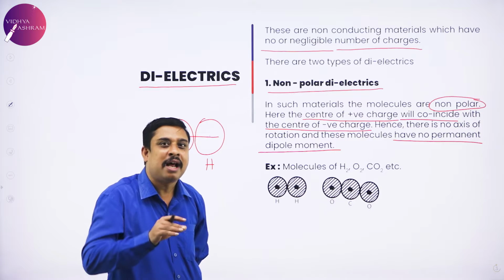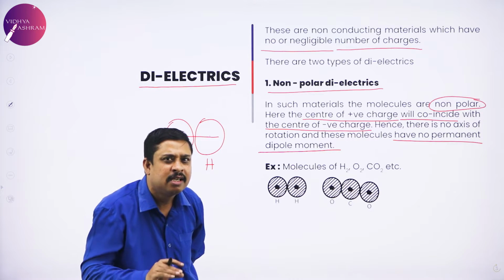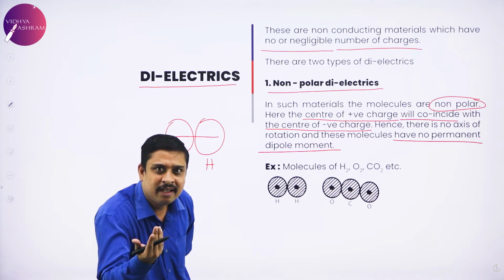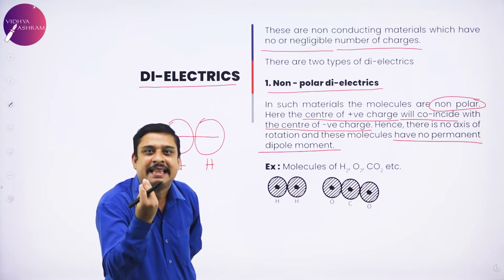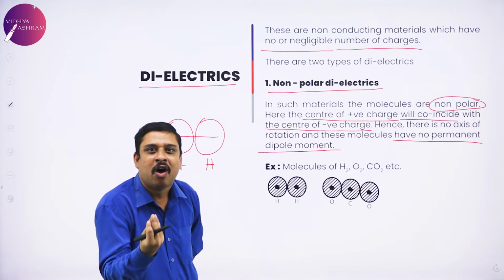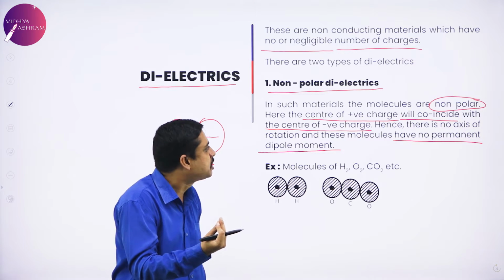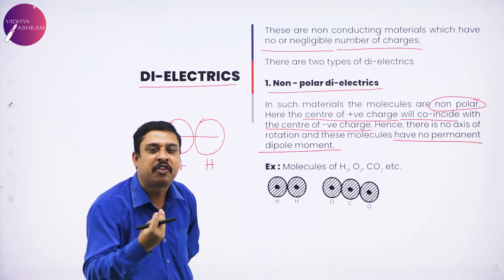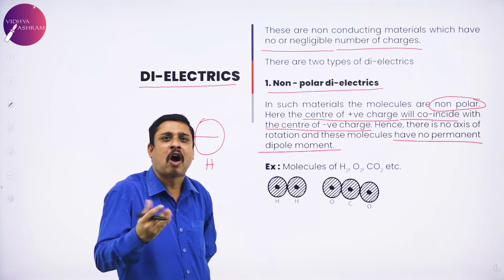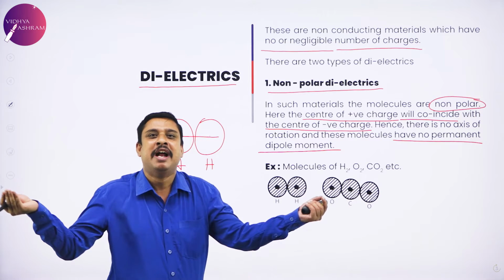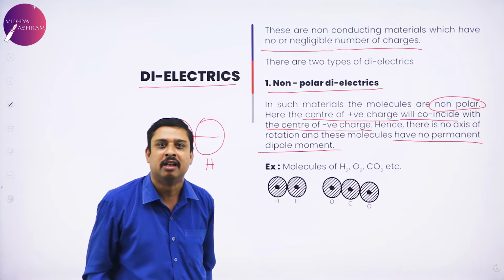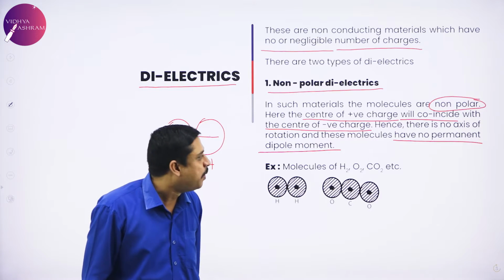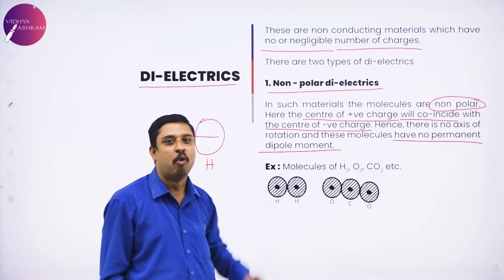Non-polar. What are these non-polar dielectrics? They have non-polar molecules, sir. What do you mean by that? That means the center of mass of the positive charge will coincide with the center of mass of the negative charge. Consequence: no defined axis of rotation. No permanent dipole moment. Good. So they don't have permanent dipole moment.